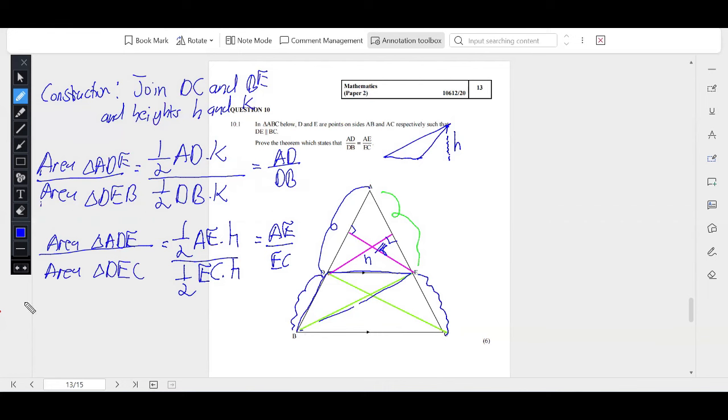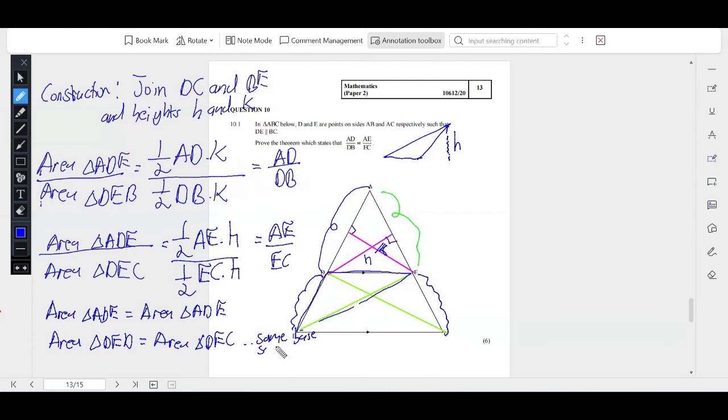Then at this point, we can say, obviously, we know that area of triangle ADE is exactly the same as the area of triangle ADE, because we simply just use the same triangle, just that we changed the base. But then again, the area of triangle DEB should be equal to the area of triangle DEC. And this is because they have the same base, they have the same height, and they lie within the same parallel lines, right? So that's the reason you always give out for that.